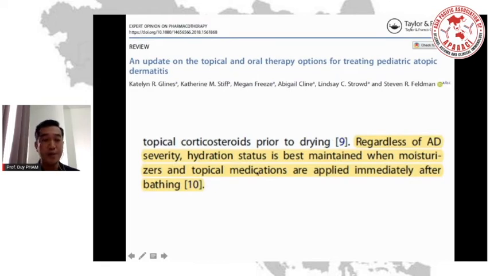Another review article published in Expert Opinion on Pharmacotherapy, we also found the same recommendation that the hydration status is best maintained when moisturizer and topical medication are applied immediately after bathing. And they cited one reference.